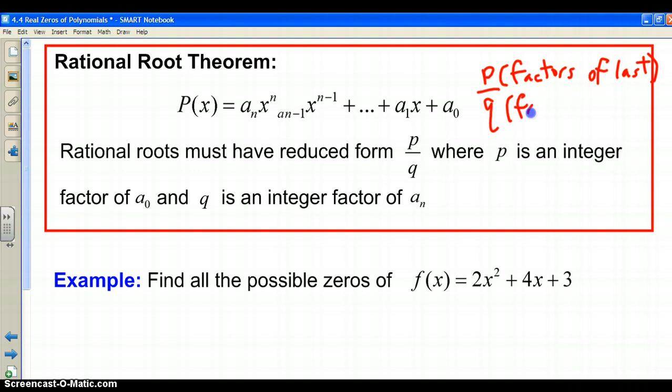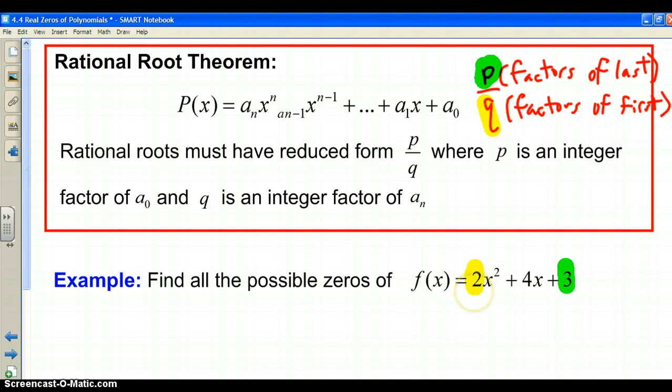and Q are the factors of the first coefficient. Here's what I mean by that. So if you've got some polynomial like this, I really am keying in on just 2 values here, the first coefficient and the last one. The last one is our P, and the first one is our Q. Well, actually, I should say the factors of the last one and the factors of the first one make up this fraction.